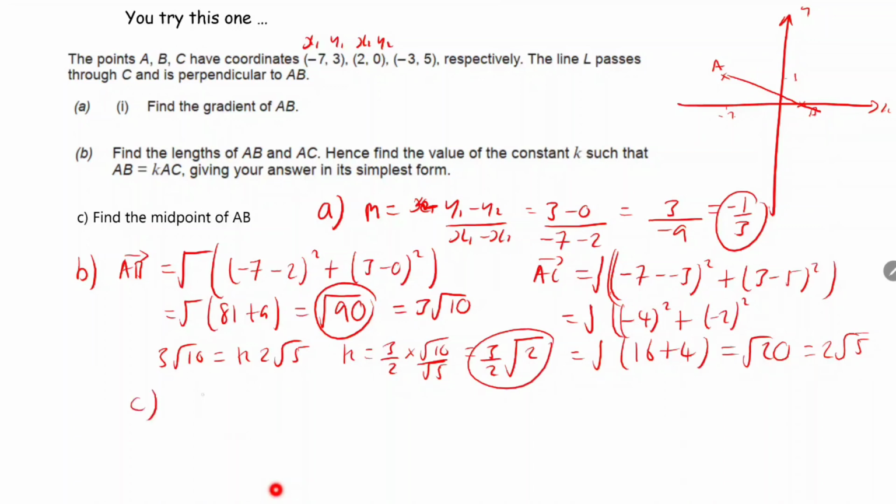Midpoint of AB, so minus 7 plus 2 over 2, and our y coordinates will be 3 plus 0 over 2, which gives us minus 7 plus 2, which is minus 5 over 2, and 3 over 2.